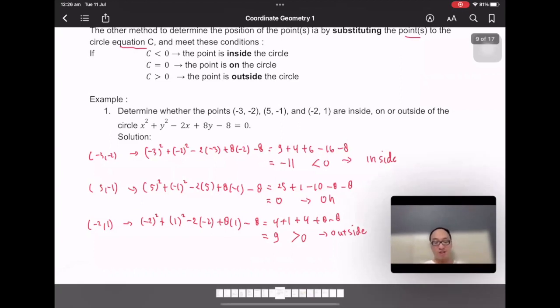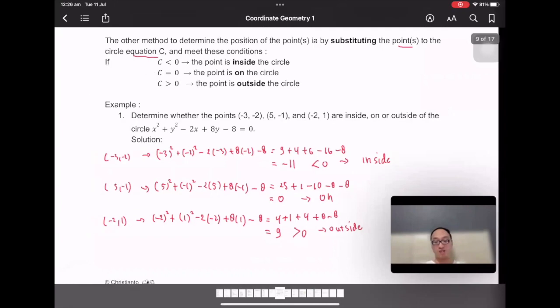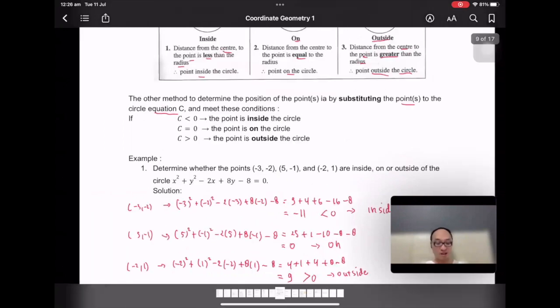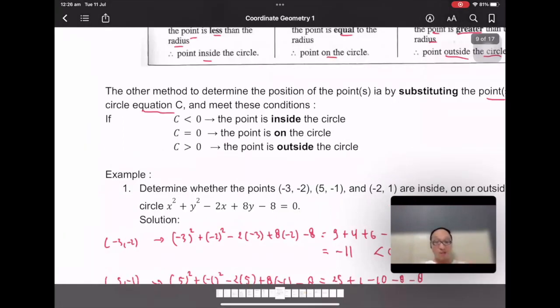So we can check the position using the equation of the circle. Replace the coordinates into the equation of the circle, and then find these conditions. If the value is greater than 0, it's outside the circle, equals to 0 is on the circle, and less than 0 is inside the circle.